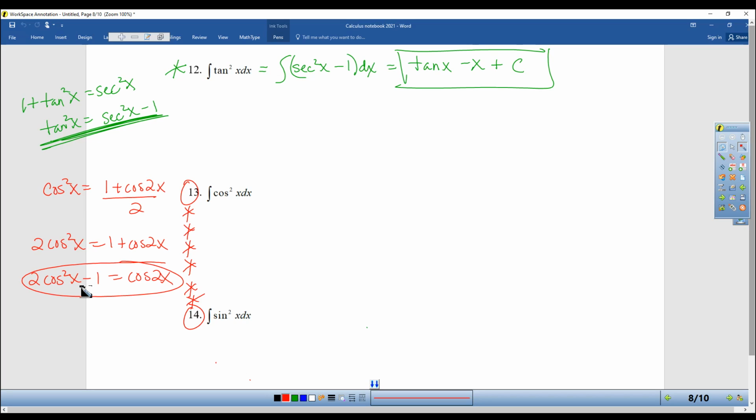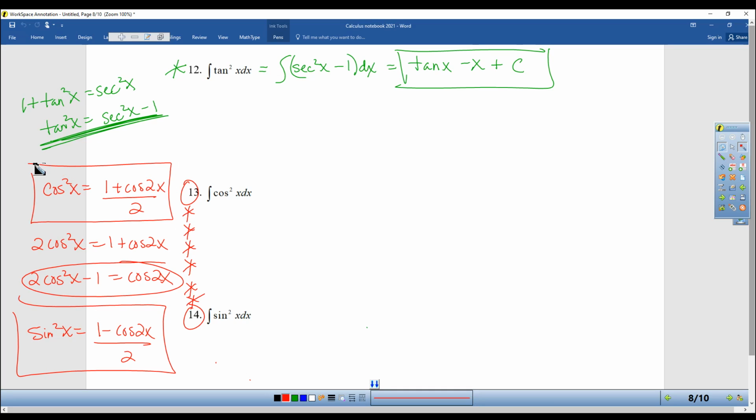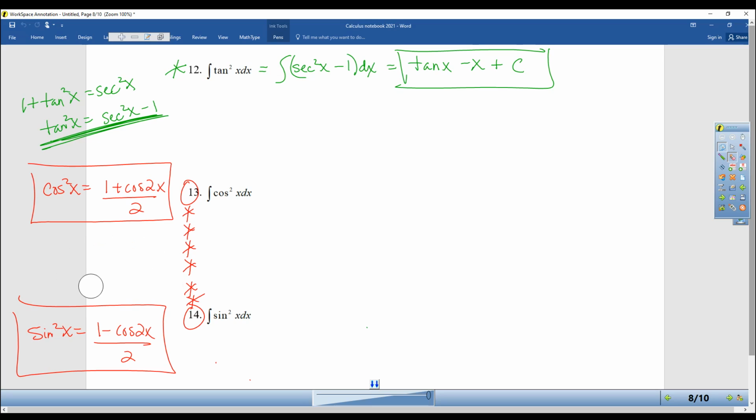So in calculus, we rearrange it, and this is the only way to do sine and cosine. For sine squared x is equal to 1 minus cosine of 2x over 2. So these are the two that you want to have memorized or in your appendix. And then this is actually still a really hard problem. So let's go ahead and change this.